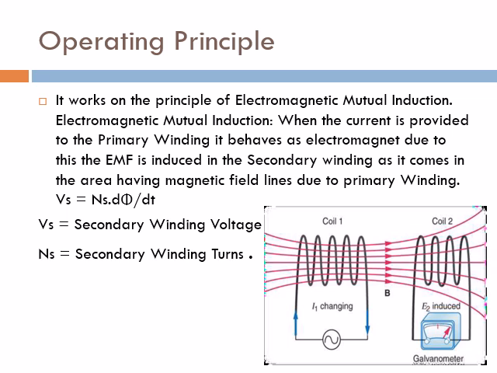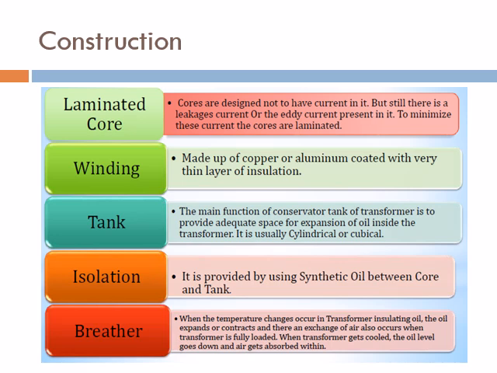Next is the working principle of the transformer. The transformer works on the principle of electromagnetic mutual induction. When current is provided to the primary winding, it starts to behave as an electromagnet. Due to this, an electromotive force is induced in the secondary winding, as it comes in the area having the magnetic field lines due to the primary winding. So Vs is equal to Ns times dΦ/dt, where Vs represents the secondary winding voltage and Ns represents the number of turns in the secondary winding.